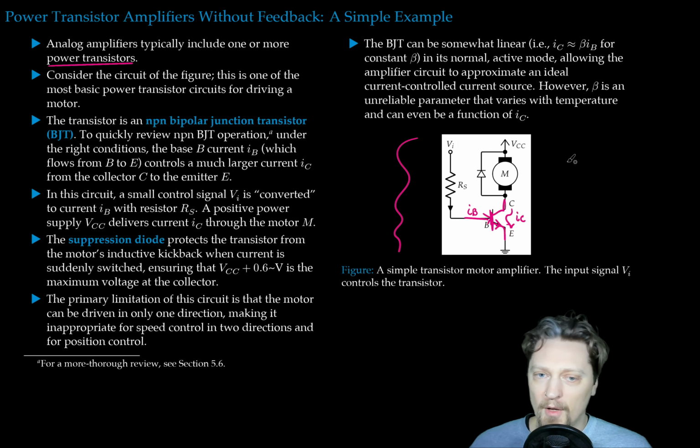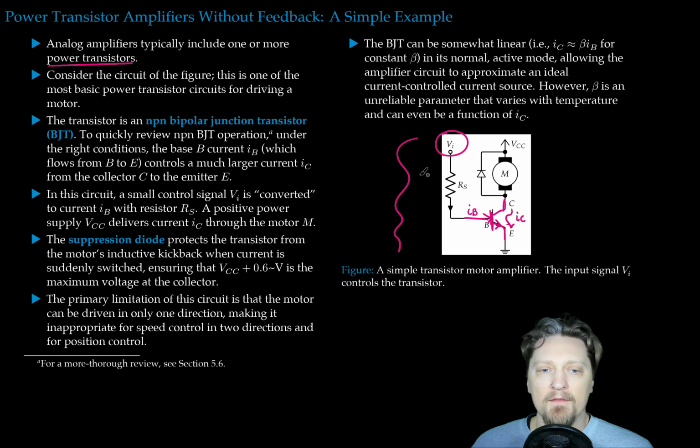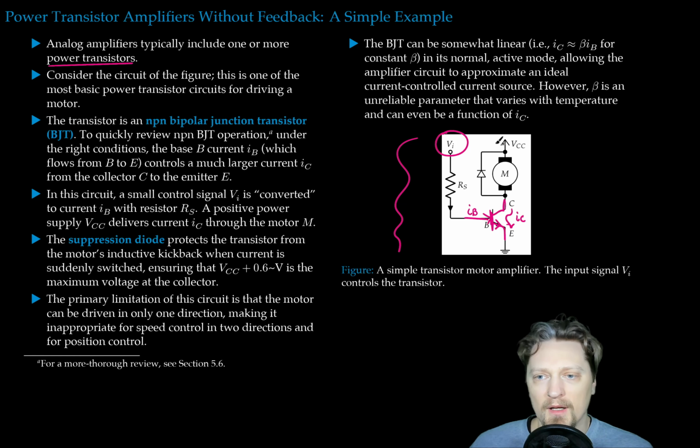In this circuit, a small control signal, VI, is converted to a current, IB, with resistor RS. We can think of resistors as converting voltages to currents. A positive power supply, VCC, delivers current IC through the motor, M. VCC could be, say, 24 volts or something like that.